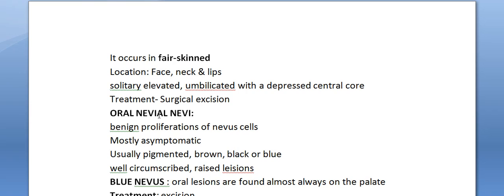Next, oral nevi. What are oral nevi? It is a benign proliferation of the nevus cells. These cells are present in the epithelium. It's a benign proliferation of that.